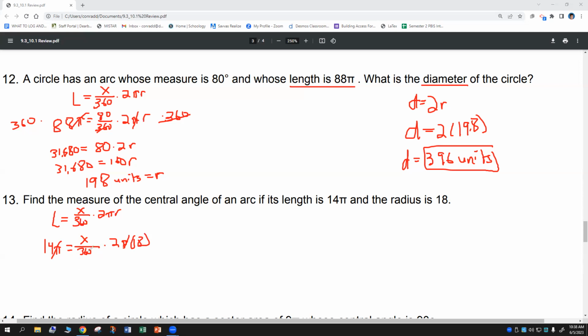Right, and then I'm going to multiply both sides by 360. So 14 times 360 gives me 5,040. And that should be equal to 36x. We're getting 36 because we're doing 2 times 18. So we multiplied both sides by 360. Now we can divide both sides by 36. And when we do that, we get 140 degrees equals x. Yep.